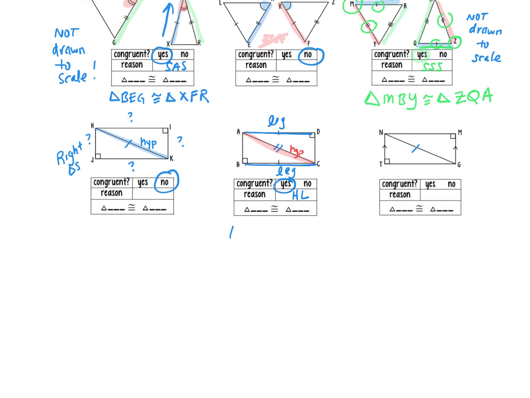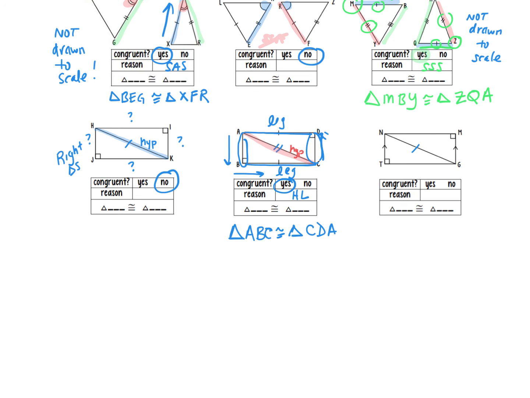When you go to name them, just be careful. If I name this first triangle A, B, C, that means I have to name the second triangle C, D, A. Again, I went along the unmarked side here towards the right angle. So go along the unmarked side on the right here towards the right angle.